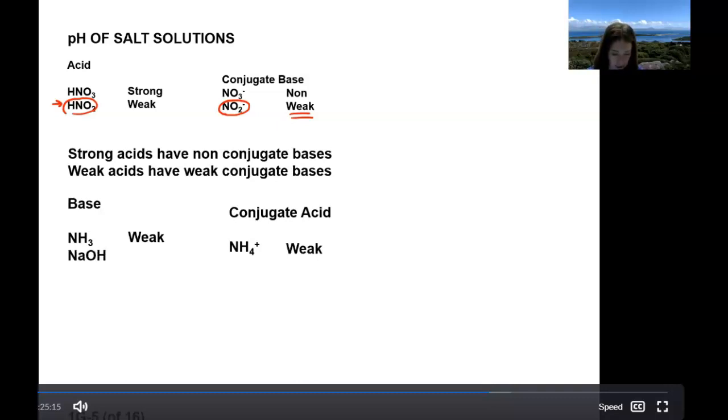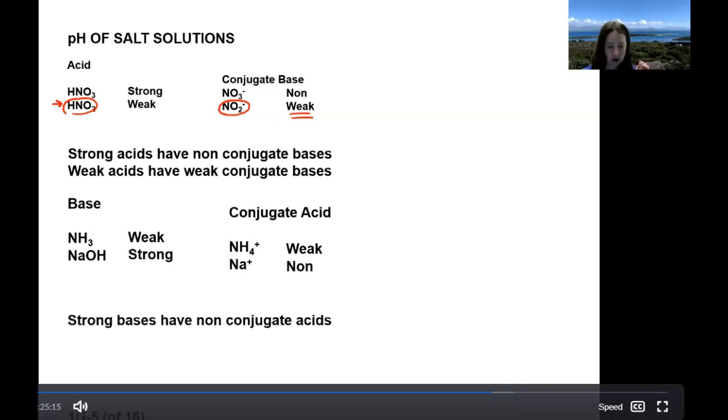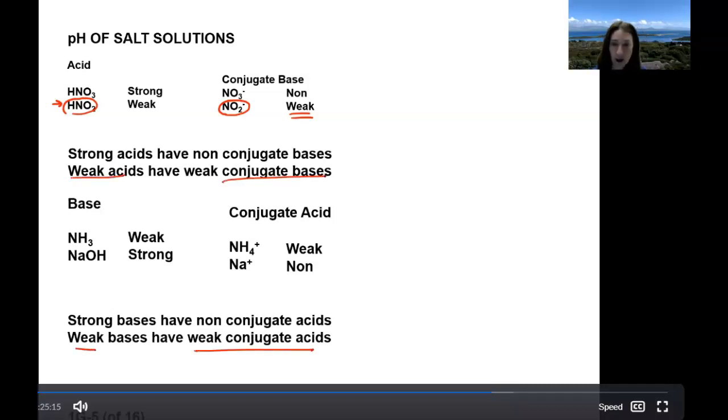NaOH. Its conjugate acid is Na. It's strong. It's pH neutral. So strong bases have pH neutral conjugate acids. Weak bases have weak conjugate acids. Weak acids have weak conjugate bases. Okay, are you ready to practice?